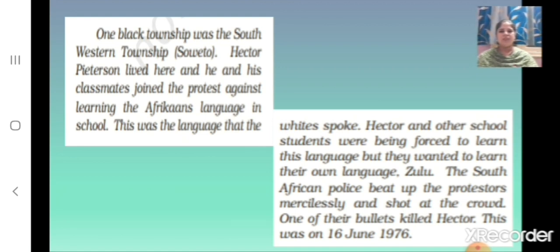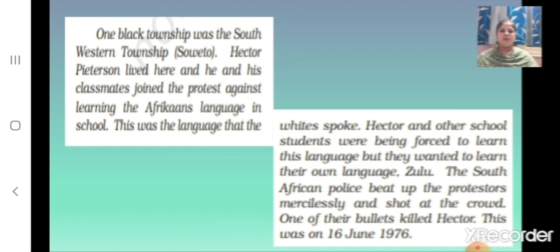Which language did they speak? The whites spoke the Afrikaans language. And Hector and other school students were being forced to learn this language. But they wanted to learn their own language. And their own language was Zulu. So what happened then? The South African police beat up the protesters mercilessly and shot at the crowd. And one of their bullets killed Hector.